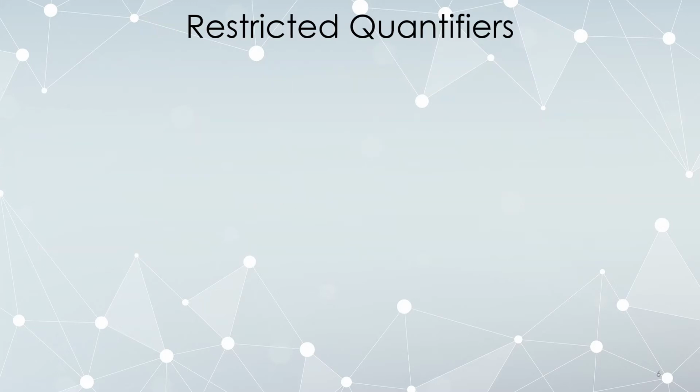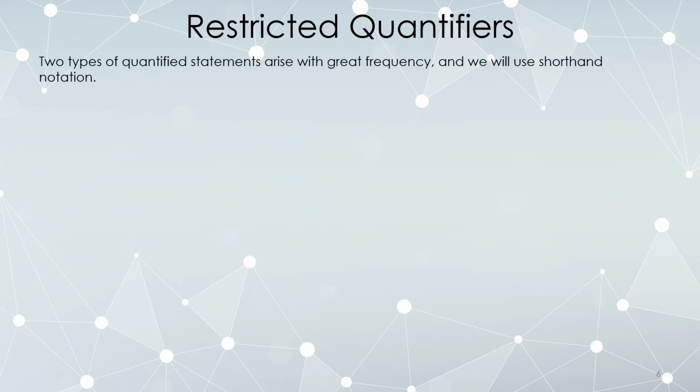What about restricted quantifiers? What does that mean? There are two types of quantified statements that arise in talking about sets, and they come up all the time, and we use shorthand for them because they show up so often. The first one is very common to say: there is an x so that x is an element of A, and something is true about x. Notice that this predicate statement is now talking about elements of sets, not sets. So there is an x which is in A and something else is true about it. This is something we're going to be saying a lot.